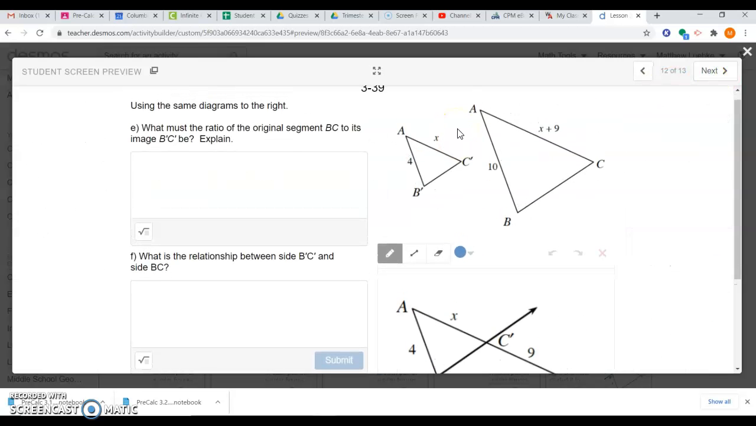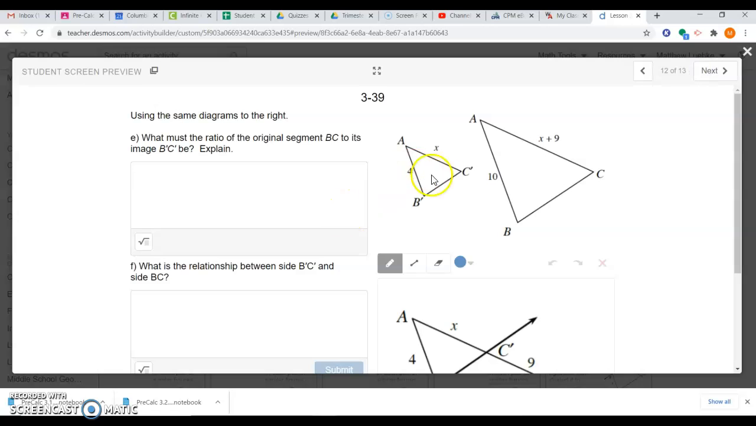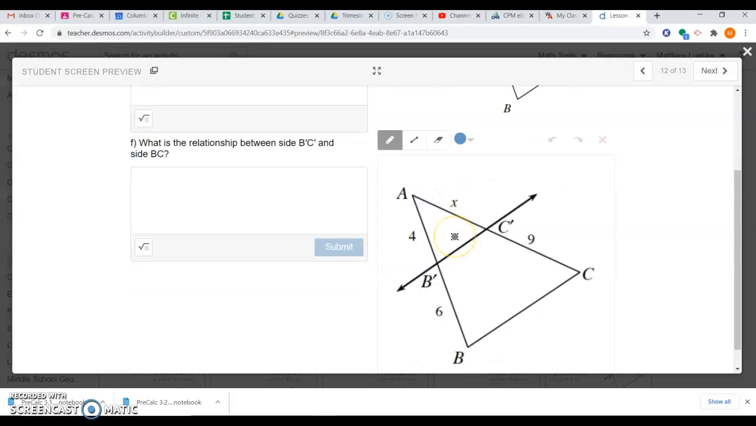Keep going with this problem. We want to look at the ratio of BC and B prime C prime. Okay? So we're going to figure out the ratio from figuring out what x is here. All right, and then once we have our ratio set up, we can say that BC and B prime C prime are going to have that same ratio because this is a similar shape. And similar shapes have those ratios.